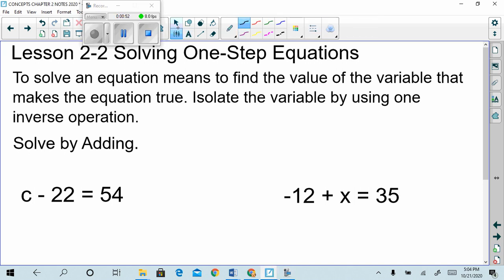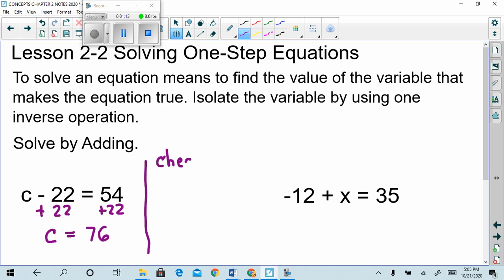Let's start with the first one. Again, c minus 22 equals 54. The inverse of subtraction is addition, so I'm adding 22 to both sides. I get c is equal to 76. Again, a simple check will make us sure that we have the correct answer. 76 minus 22, when I subtract, I get 54. It works.